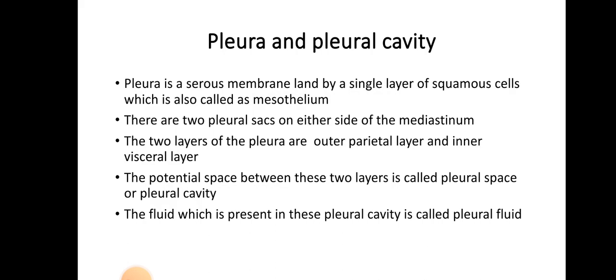The two layers of the pleura are mainly the outer parietal layer and the inner visceral layer. Just remember: outer parietal layer and inner visceral layer. The potential space between these two layers is called the pleural space, also called the pleural cavity. That means there is a space between the outer parietal and inner visceral layers.